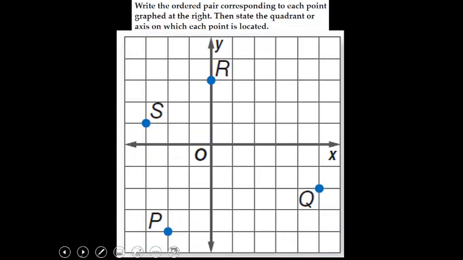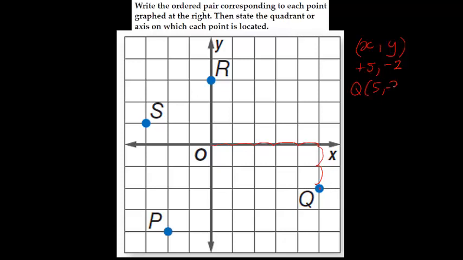Our first question is asking us to write the ordered pair for each point that is graphed on the plane on the right. State which quadrant they are found in. So let's start. We can start with point Q, which is over there. In order for us to do this, we always start with x first and then y. So on our x value, we're going to go 1, 2, 3, 4, 5 steps to the right. It's positive 5. And then we're going to go 1, 2 down, which is going to be negative 2. So our value for Q is going to be (5, -2).